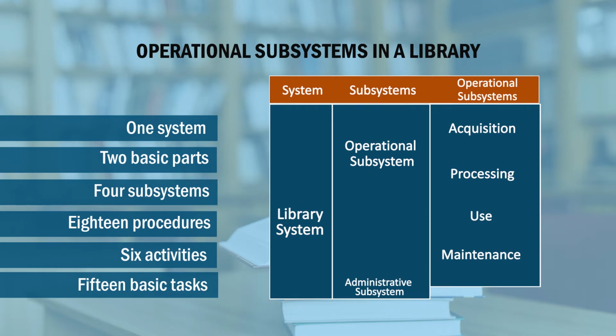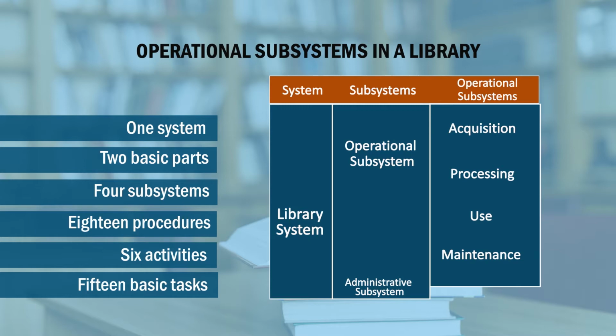So you see here P.A. Thomas actually converted the whole library workflow into very basic mathematics: one system, two basic parts, 4 subsystems, 18 procedures, 6 activities, and 15 basic tasks.